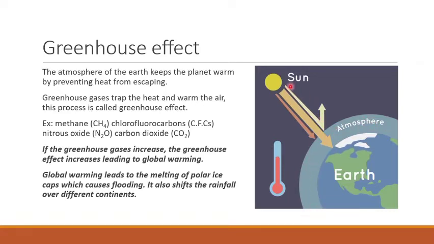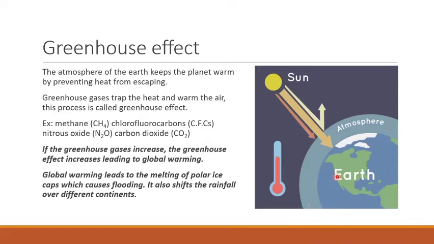So we need to trap the heat which we receive from the sun in order to have good living conditions for human beings, plants, and animals. Greenhouse gases are the gases present in the atmosphere that trap the heat we receive from the sun. This is called the greenhouse effect. The greenhouse gases are mainly methane, chlorofluorocarbons, a group of compounds made of carbon, fluorine, and chlorine, nitrous oxide, N2O, and carbon dioxide.